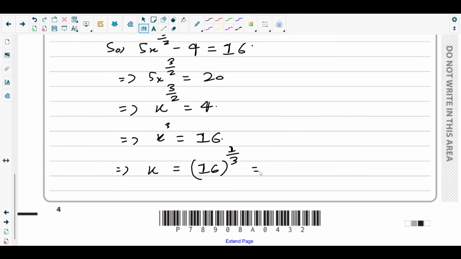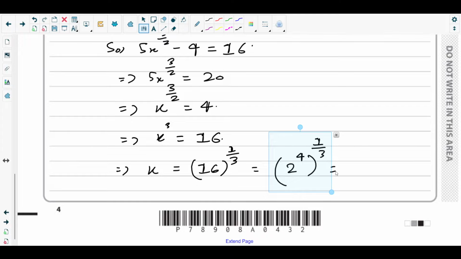We can do this easily because we know that 16 is a power of 2. So what is it? It's 2 to the power 4. So 16 is 2 to the power 4, and we have 2 to the power 4, whole to the power 1 over 3.